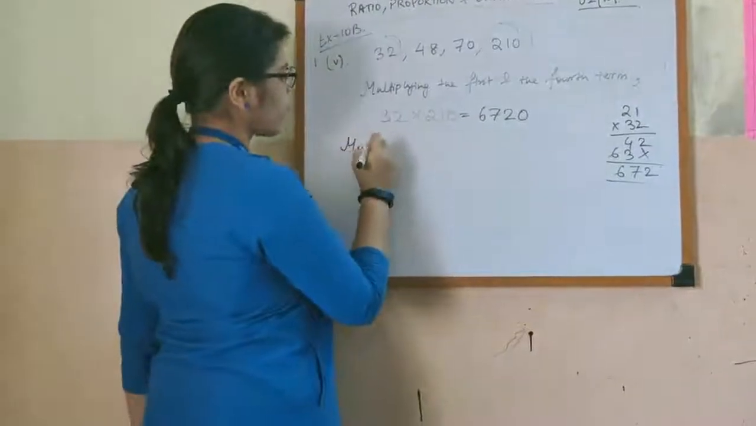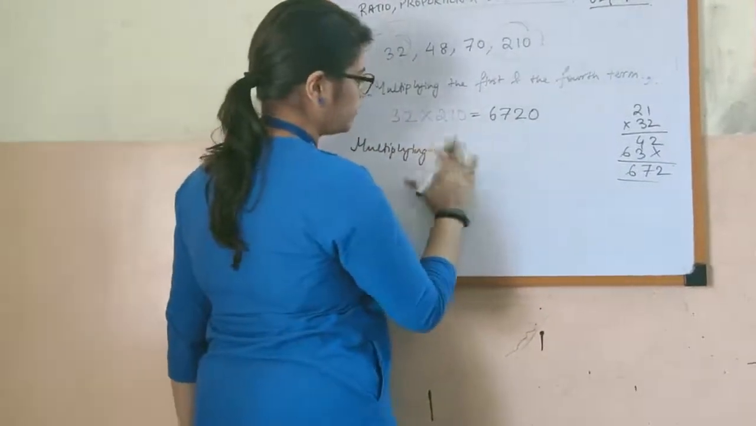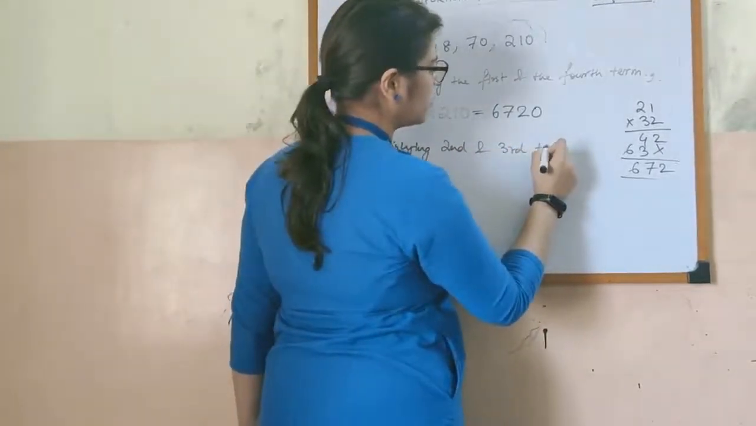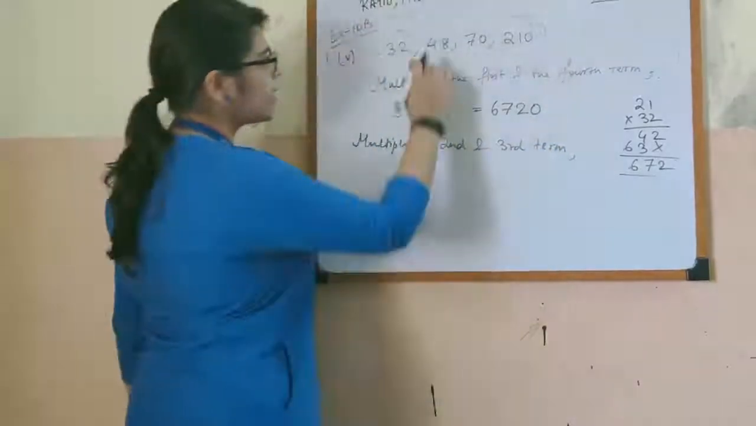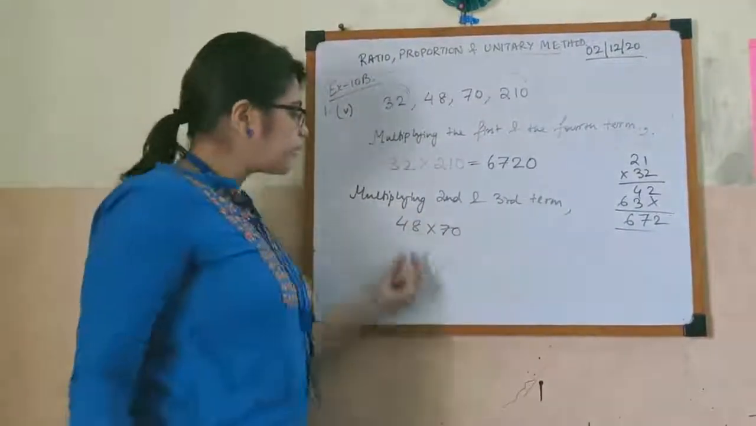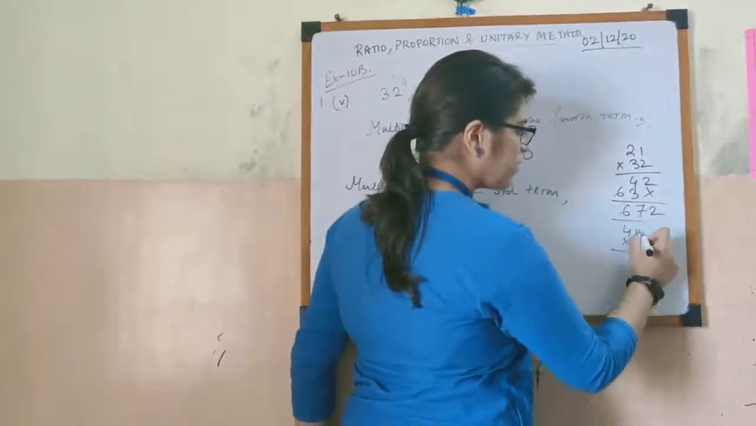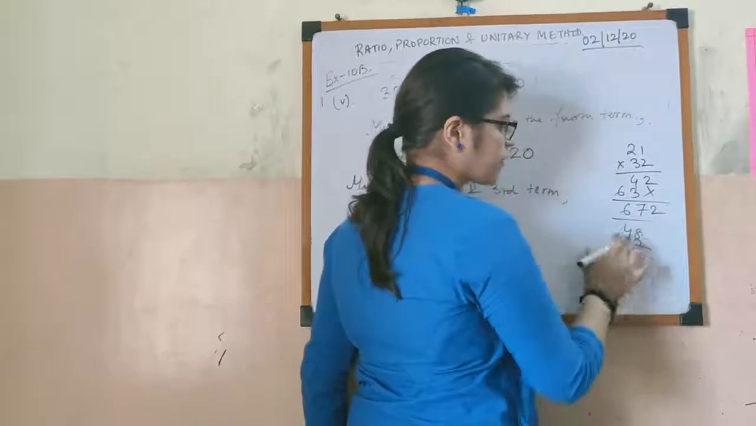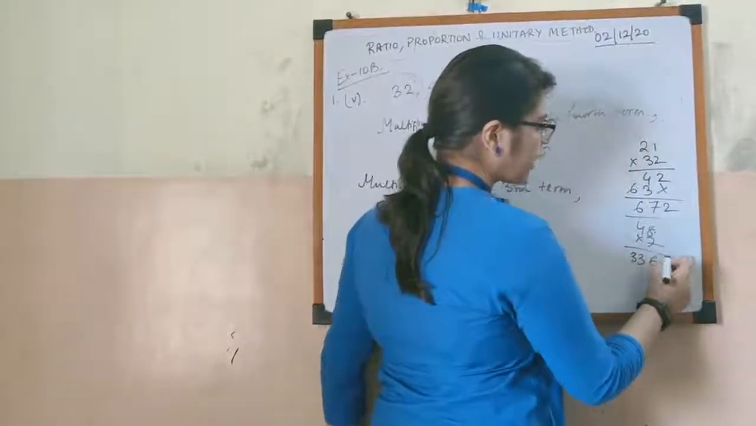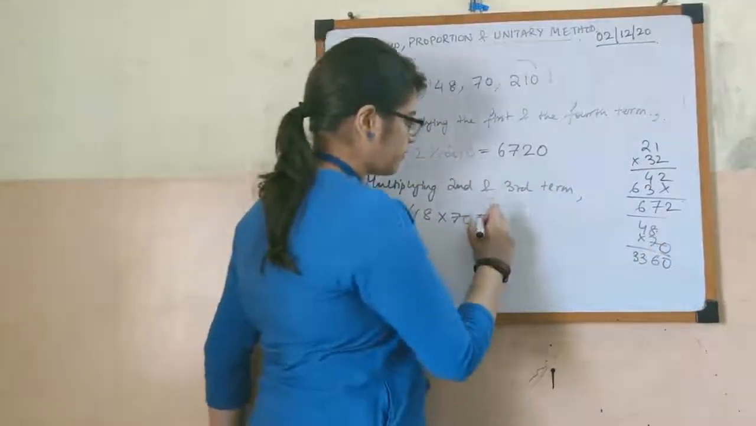So now you can write multiplying the second and third term. How much will we get? We have to multiply 48 with 70. So simply 48 and 7. So 48 with 7 gives us 7 8 56, 7 4 28, 33. So with 70 we are getting 3360.